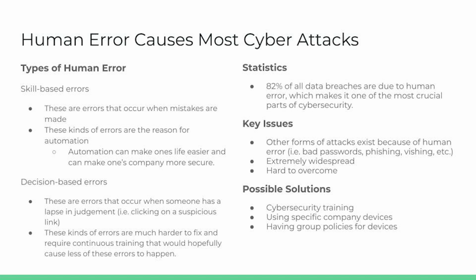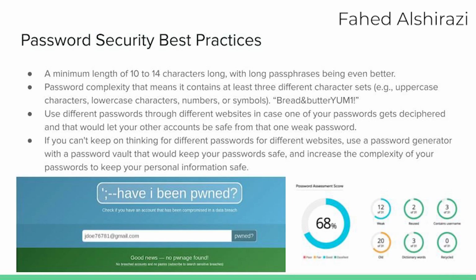A way of mitigating errors would be to have training for employees, much like this one. Another is having group policies, which would restrict how employees could use devices in the company. Lastly, the company could have employees use only company devices while on site. Human error is extremely widespread and incredibly hard to overcome, but all that can be done is to try and reduce it as much as possible.